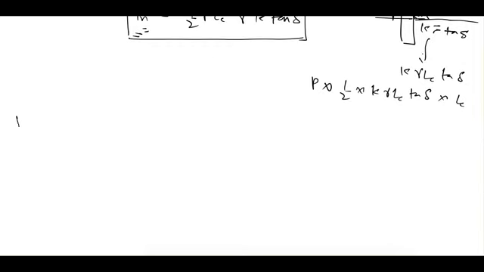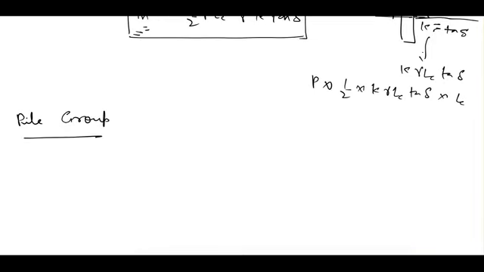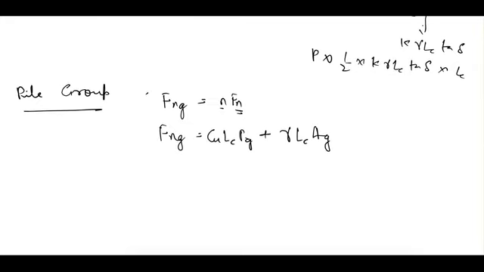Now let's see for pile group. For pile group, the negative skin friction is given by two criteria. That is Fng is equal to N into Fn, that is the negative skin friction on the single pile multiplied by the number of piles, or it is given as Cu Lc Pg plus gamma Lc Ag. The maximum of these two values gives us the negative skin friction in case of pile group.